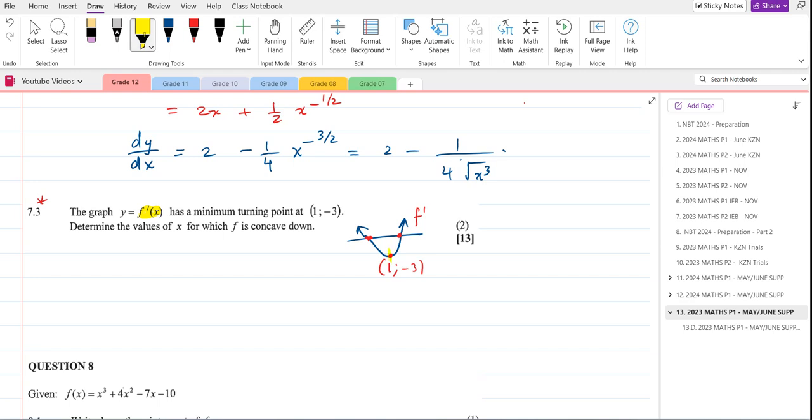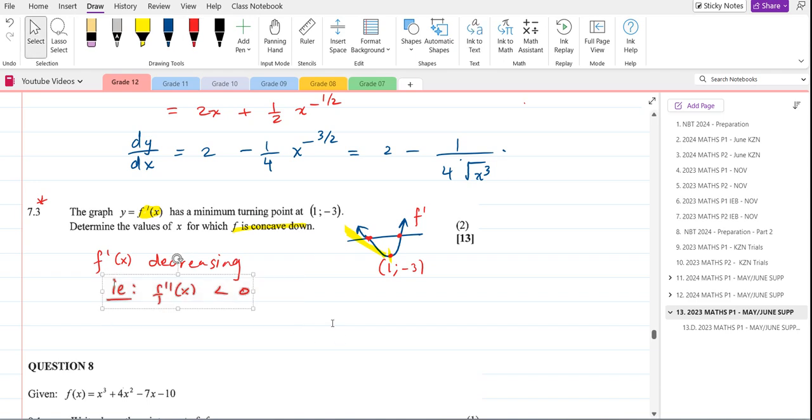Now, if you want concave down, you need to look at a decrease on the f prime graph. So where is f prime x decreasing? In other words, we will find f double prime x less than 0 for concave down. So basically you want to find where f prime x is decreasing. The answer should be x is less than 1, because it's decreasing for all values of x less than 1.